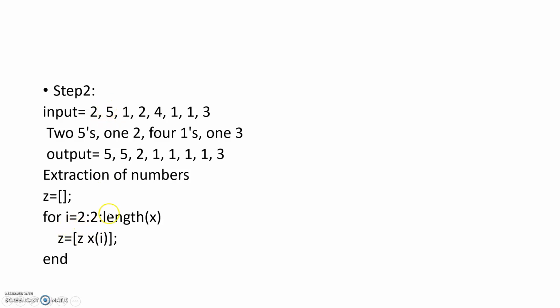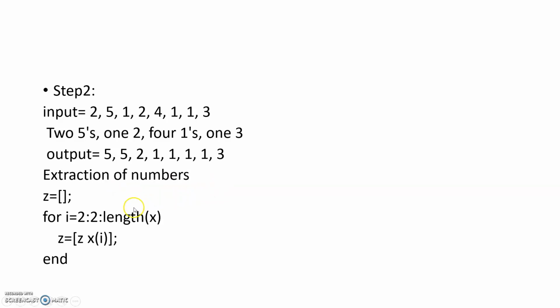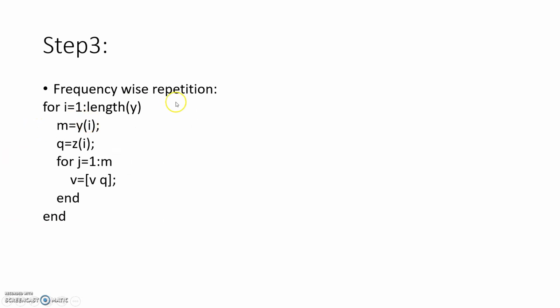So for i equal to 2 with increment of 2, again same reason, to length of x, z equal to z, x of i, and define z as one empty array to store the numbers which are repeating and making our original sequence. We already got the frequency, we already got the numbers. So what you have to do is repeat the numbers according to the frequency and store those in a new empty array, and we can get our original sequence. So, frequency-wise repetition.